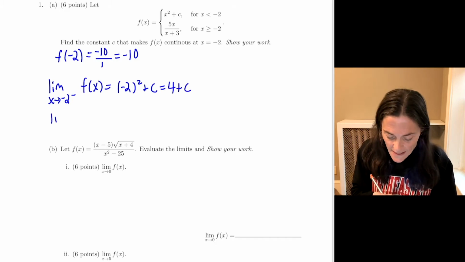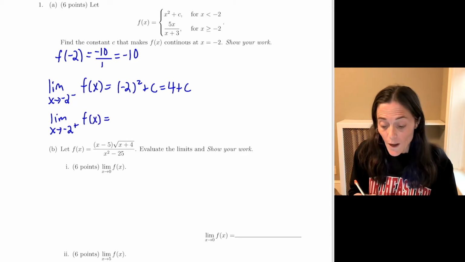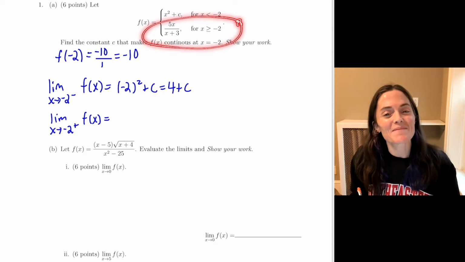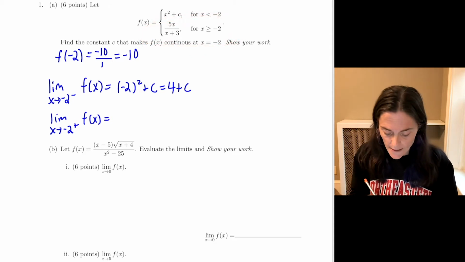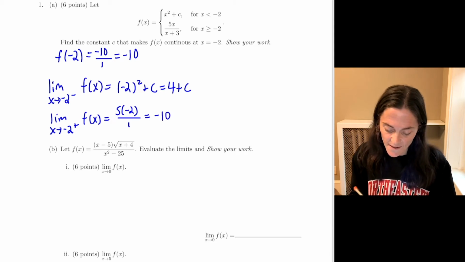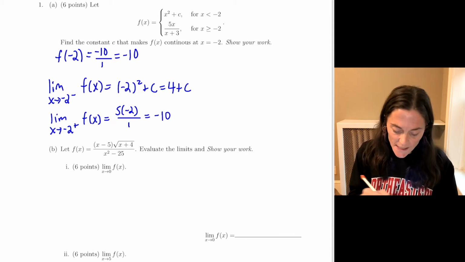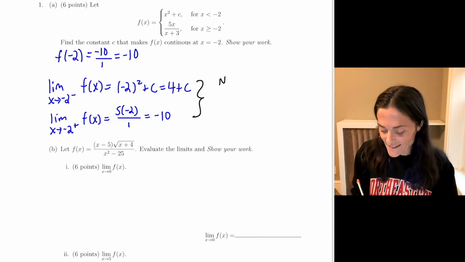And then the limit as x approaches -2 on the right, well, we use values bigger than -2 and approaching. And so we could just evaluate here. In fact, we did this above. This would be 5 times -2 over -2 plus 3. So this is -10.